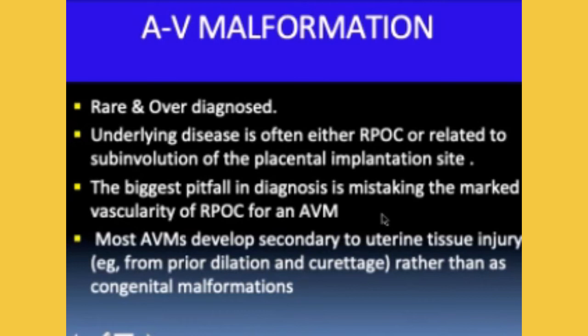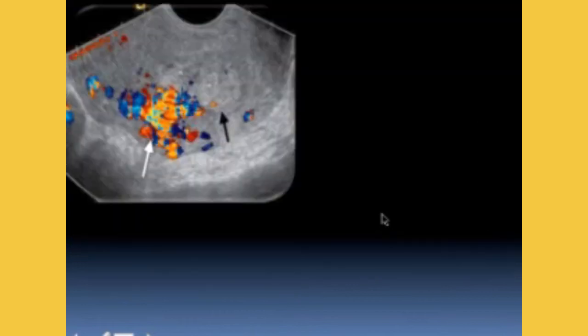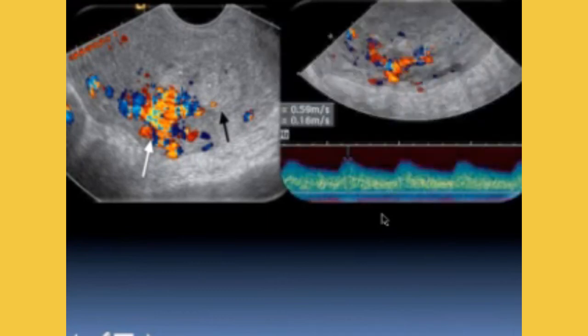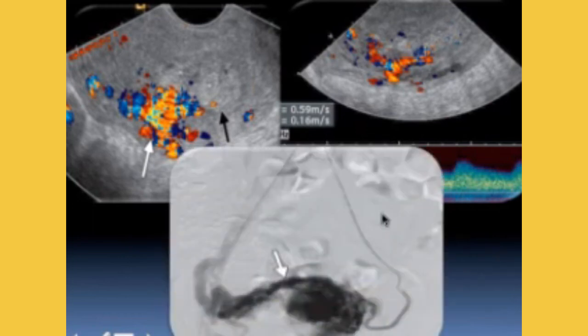So if your patient doesn't have a history of prior D and C, and you are seeing one mass with vascularity, it is better to write RPOC with moderate vascularity rather than AVM. But we do see AVM also in our practice. Like in this case, there was marked vascularity and the patient had a history of 3 D and Cs. So we took the PSV, and the blood flow was quite high, almost 59 meters per second, and there was a draining vein as well. So it had to be finally treated with uterine artery embolization.